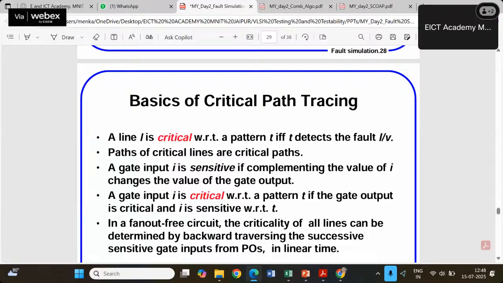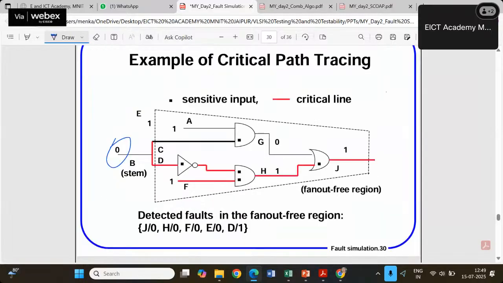So this is what is written in this information. So we detect faults at the fan out free region. So this B can go through this. It may take this path. Since it is going to take this path, along with this, this gate becomes critical. So we have to take this also as critical.